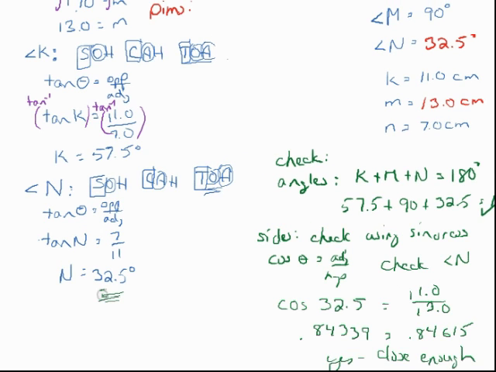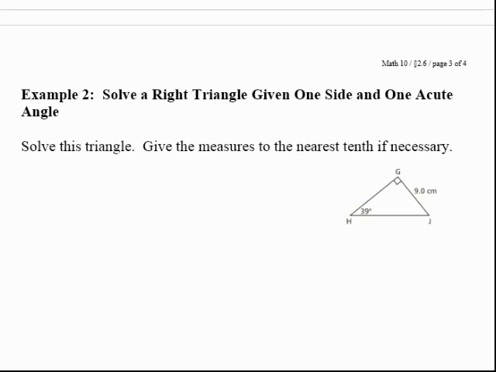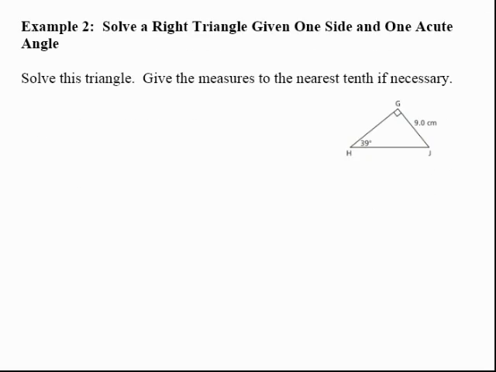So that's solving a right triangle. Example 2, that was when we were given two sides. Checking it or solving a triangle when we were given different information really follows the same process, but I'll do another example for you.